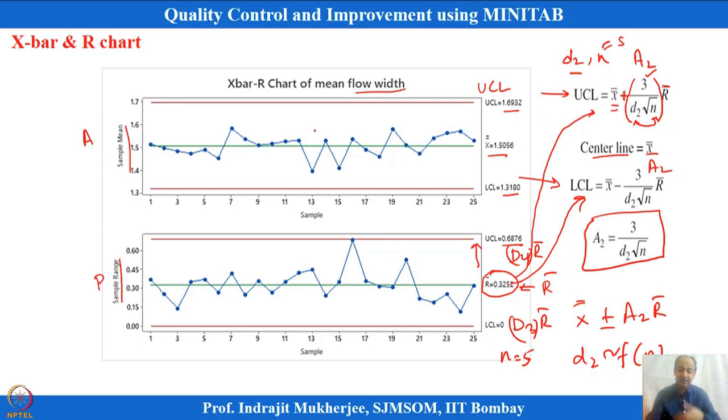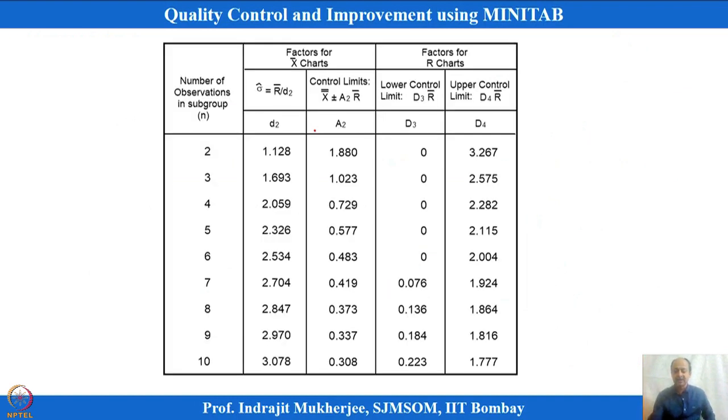Now this calculation can be done by hand also because all the charts are available. And this is the chart where you will get the values of D2 for a given n. The n is the subgroup size, and for a given value of n equal to 5, I can get the value of D2, I can also get the value of A2, and the value of D3, and Shewhart has recommended these values. So, what is the value of D4?